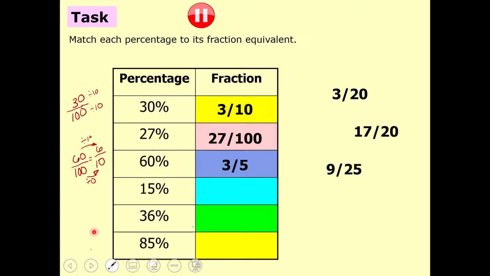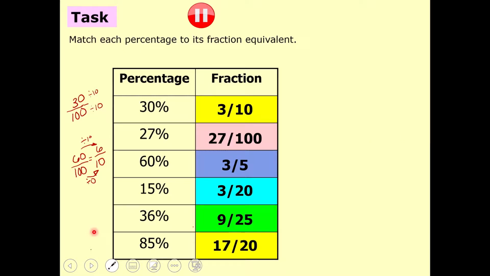So next one, 15%, 15 over 100, and you can simplify that down to 3 over 20 by dividing top and bottom by 5. And then we have 36 over 100, and that should simplify down to 9 over 25. And then last one, 85 over 100, dividing top and bottom by 5 to give you 17 over 20. So again, excellent work if you got all of those correct. And again, if you're getting the first steps, that is really well done, but you need to be thinking about fully simplifying your answers.